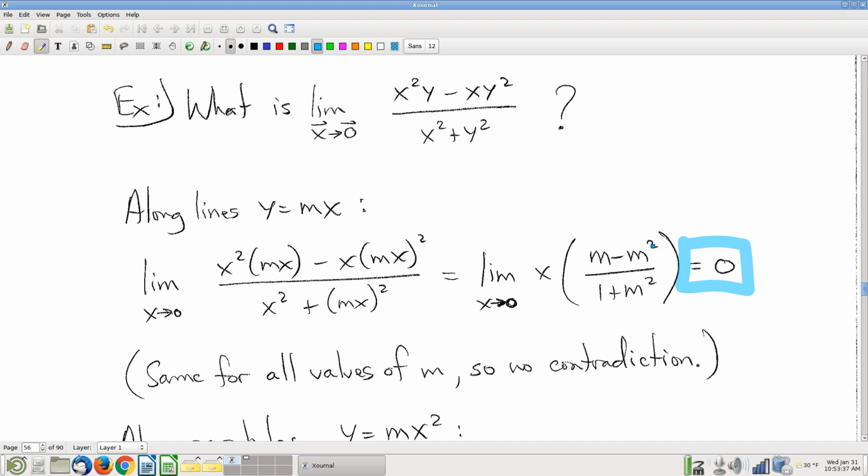Okay. So here's what I have shown at this point. I have shown that along every straight line, said differently, from every direction along which I might approach the origin, every possible direction, I always get 0. And there's going to be a temptation. You're going to feel this urge to say, therefore the limit is 0. That is not true. It's not legitimate reasoning, because we've only checked the straight lines.